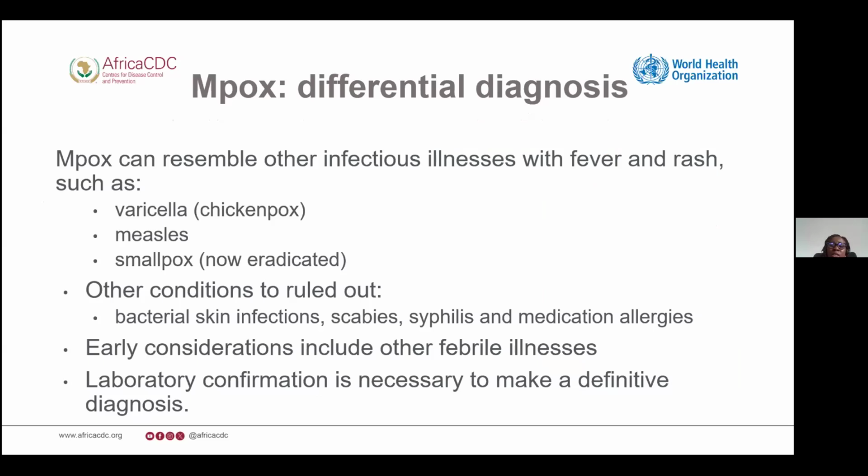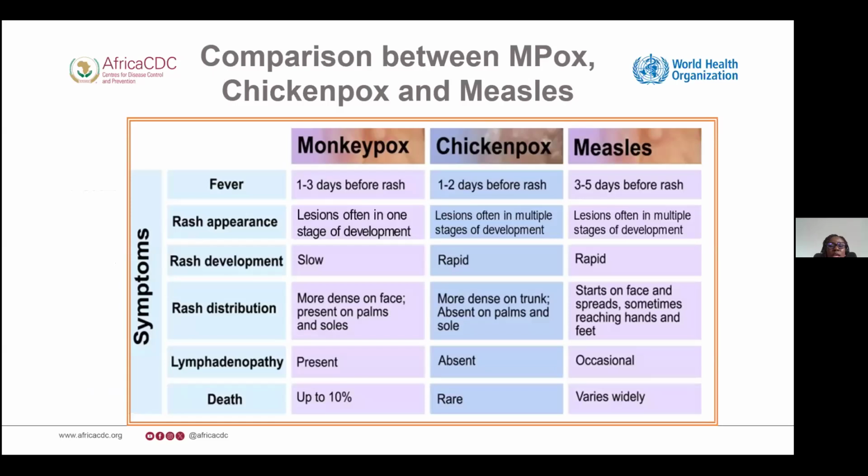It's important for us to talk about differential diagnosis. This is a rash illness. We have varicella, chickenpox, measles, and smallpox, which is now eradicated. But we should not rule out other conditions like bacterial skin infections, scabies, syphilis, and severe medication reactions or severe allergies. We should consider other febrile illnesses as well. It's important to have a laboratory confirmation screening for Mpox.